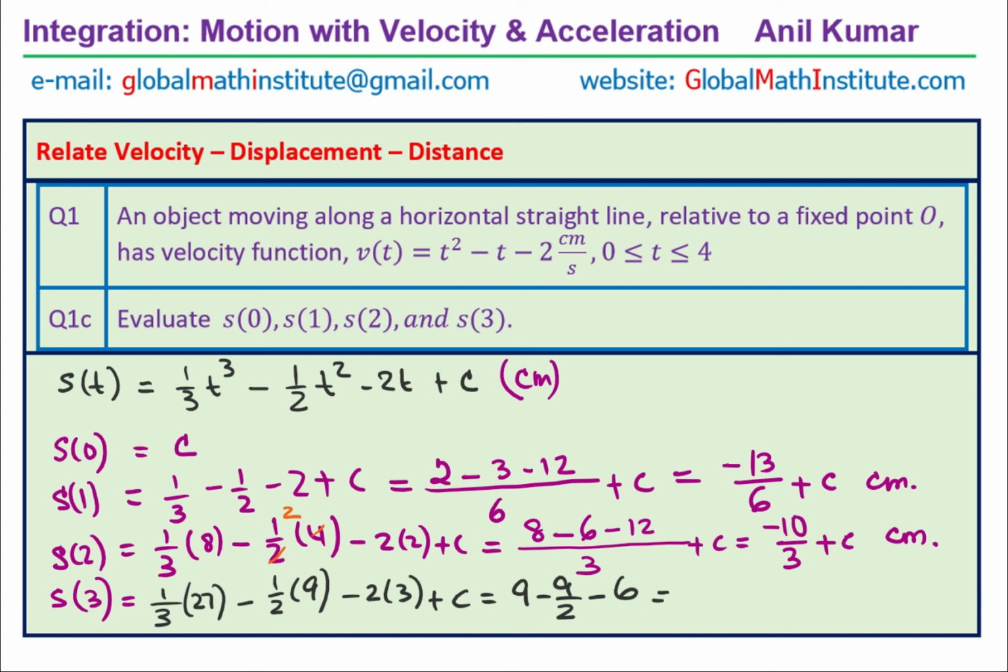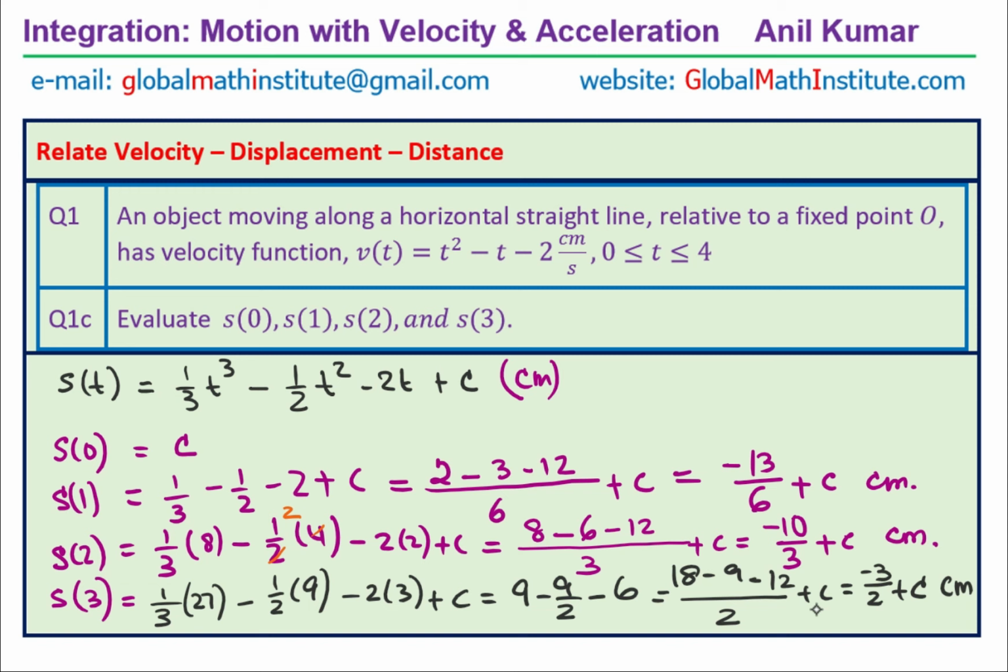Well, you can take 2 as a common denominator here. So we get 18 minus 9 minus 12 plus c. 18 minus 9 is 9, 9 minus 12 is minus 3, so we get minus 3 by 2 plus c centimeters. Is that clear to you?